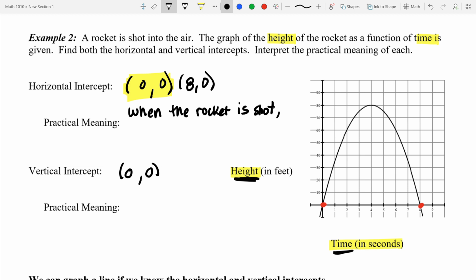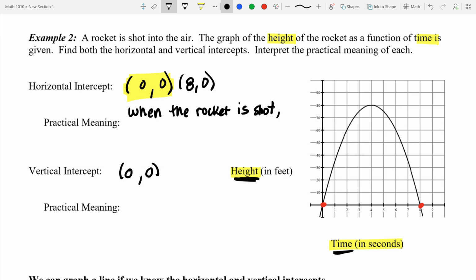Good. So what's another way to say it's 0 feet up in the air? Ground level. It's on the ground, right? Is a rocket always going to be on the ground when it's shot? What if it's up on a mountain, and then you shoot it? So (0, 0) means no time has passed and you have no height. So that means when you begin, it's on the ground.